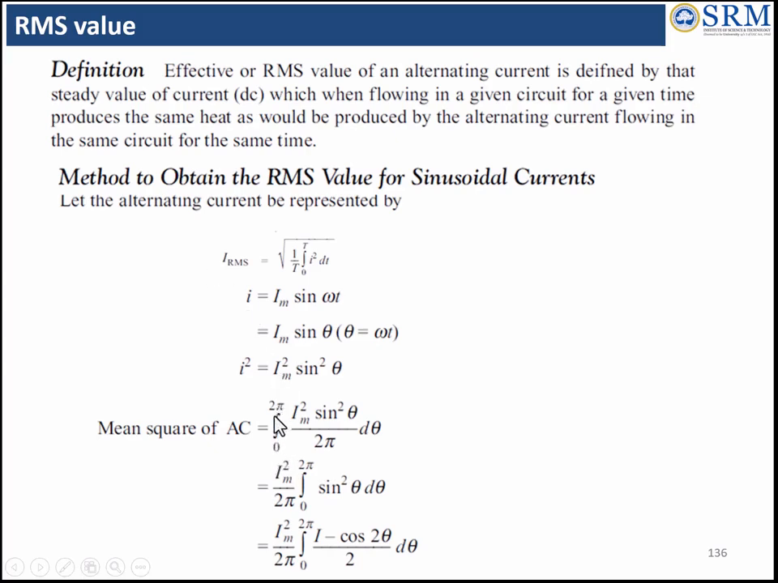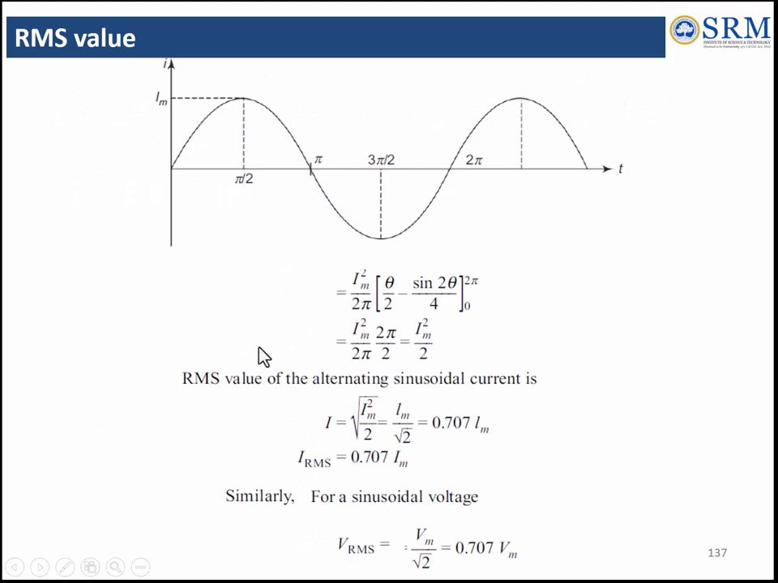Since it is taken over the period, 0 to 2 pi is the total complete cycle. Im squared sin squared theta by T, so 1 by T is here, with 2 pi and d theta. Since Im squared by 2 pi is a constant, we integrate the sin squared. Before integrating, we apply the trigonometric identity: sin squared theta is equal to (1 minus cos 2 theta) by 2.